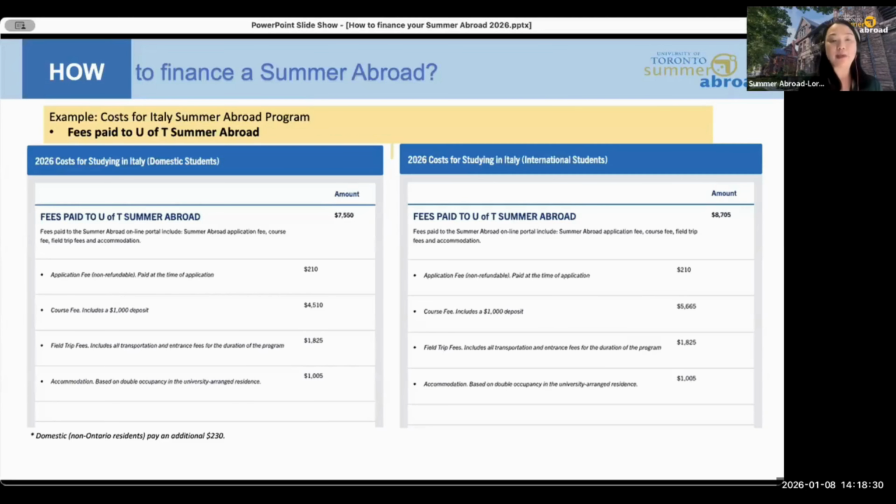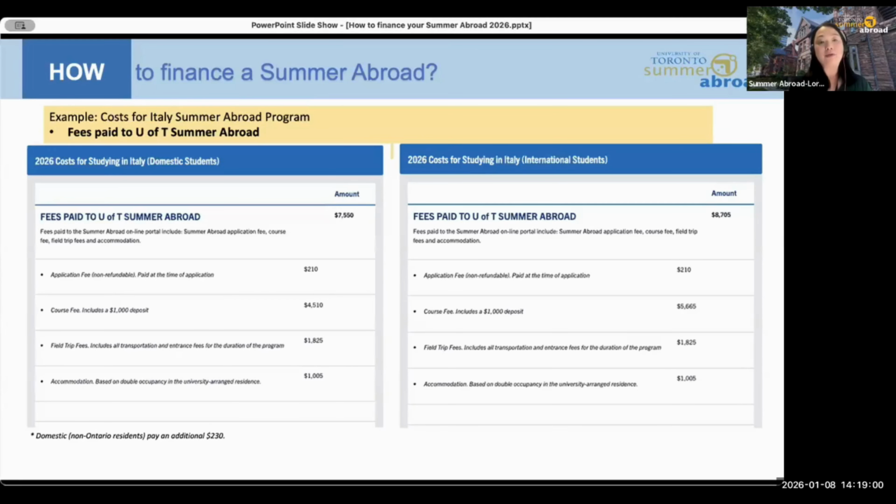Okay, so let's come back to our example for Italy summer abroad. On the left-hand side of the screen, you'll see cost for the domestic. This is all on our website. So if you're thinking about Italy, go on to the Italy program and on the left navigator, click on cost, and this should open up for you. The left navigator is the cost for a domestic student. If you currently pay domestic tuition fees to the University of Toronto, then domestic fees apply to you.